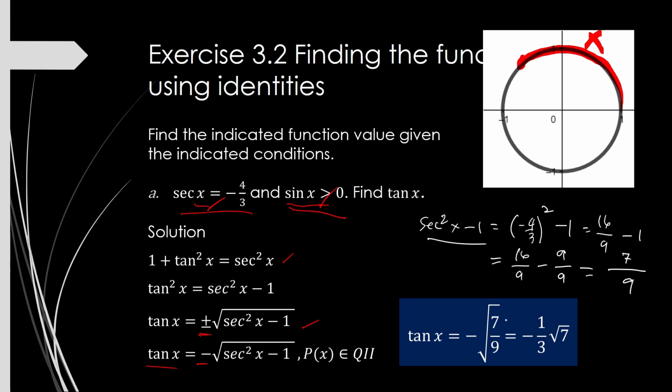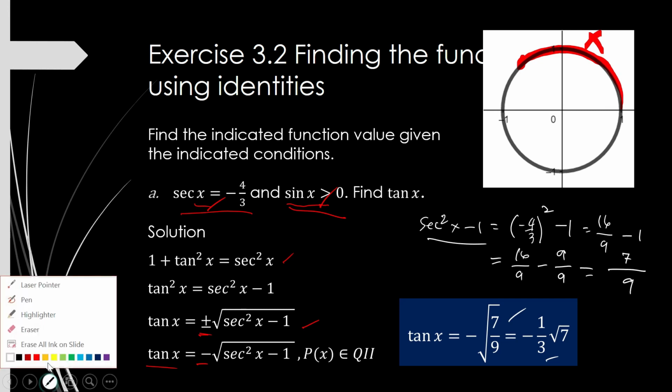And so you will get the negative square root of 7 over 9. The square root of 1 over 9 is 1/3. So it's going to be 1/3, or negative 1/3, times square root of 7.